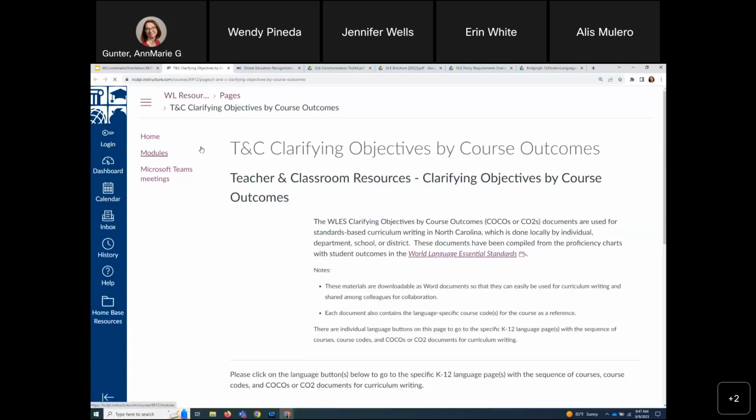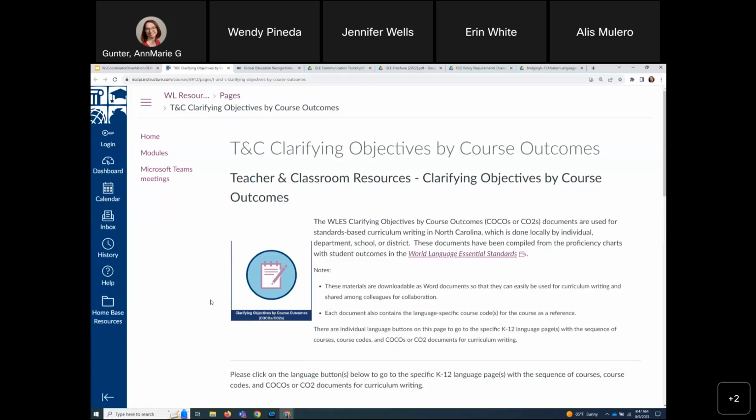And now we're in the World Languages Resources Hub. You can see we use that icon for the COCOs. There's a description of what the COCOs are about. And as I said, they're standards-based curriculum writing documents for North Carolina. They're compiled from our proficiency charts and our student outcomes.